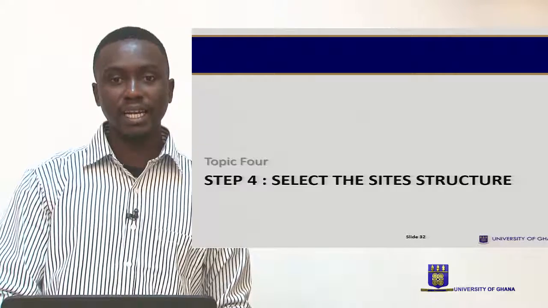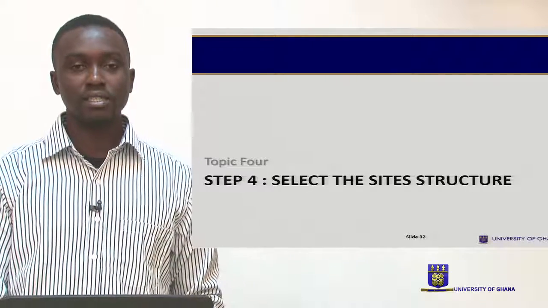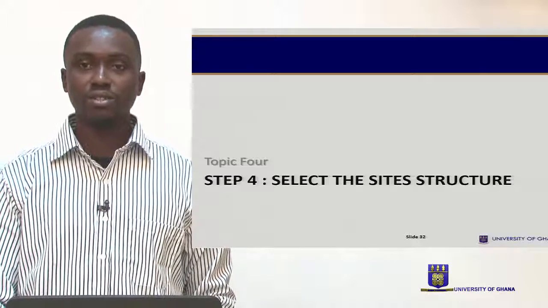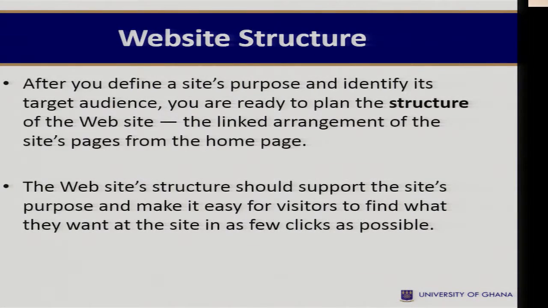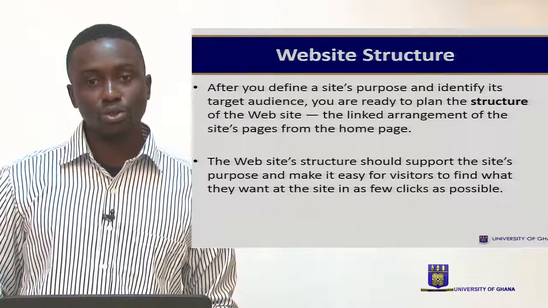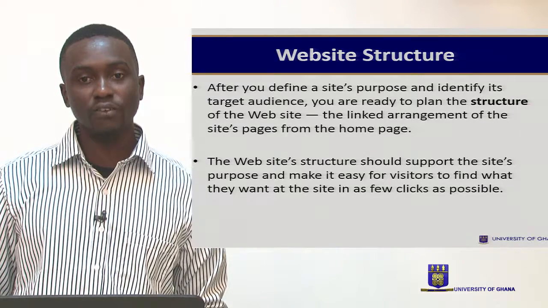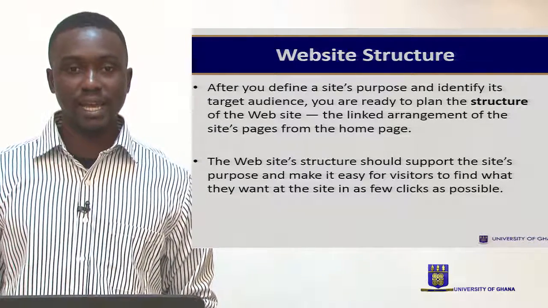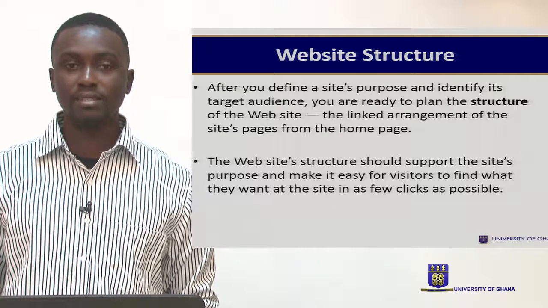Step 4, we select the website structure. This is how visitors will be able to navigate through the website. After you define a website's purpose and identify the target audience, you are ready to plan the structure of the website. The linked arrangement of the website's pages from the home page. How do you move to the underlying pages from the home page? Through the web links called hyperlinks. The website structure should support the site's purpose and make it easy for visitors to find what they want on the site in as few clicks as possible.